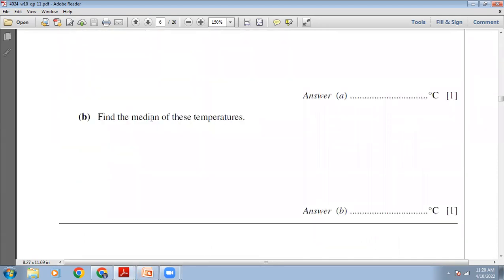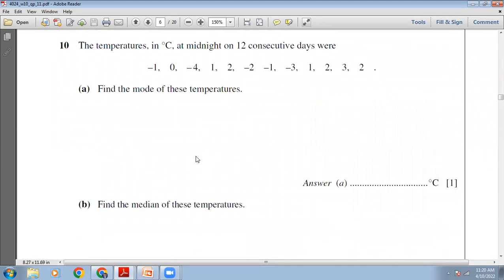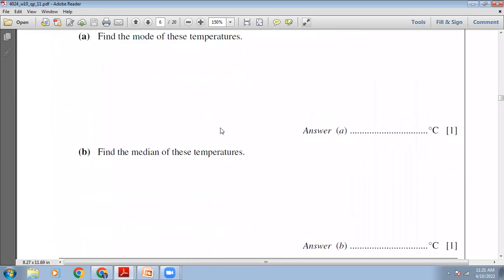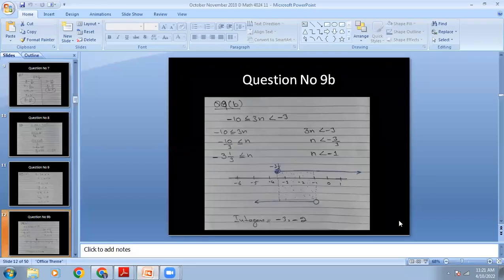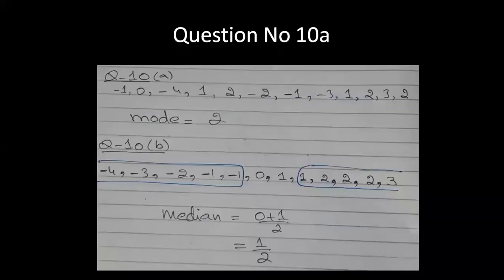Then their question is find the median of these temperatures. This is open data and we want to find out the median. You simply have to write them in order. So I will write this open data in the ascending order: minus 4, minus 3, minus 2, minus 1, minus 1, 0, 1, 1, 2, 2, 2, 3.